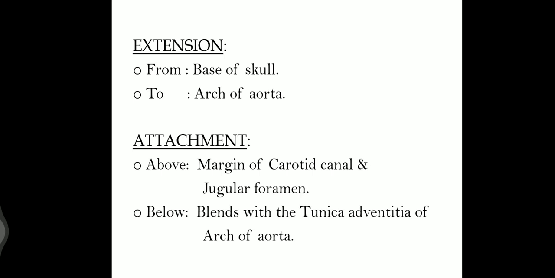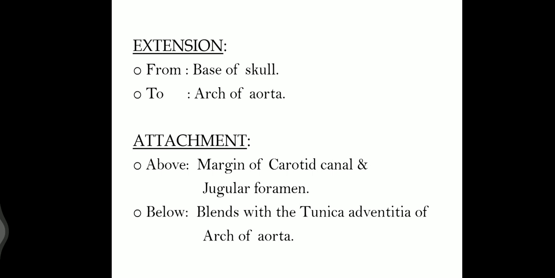This carotid canal is the canal present in the base of the skull, in the middle part, where the internal carotid artery enters into the cranial cavity. And the jugular foramen is present just in front of the foramen magnum. We will see it in the next slide.